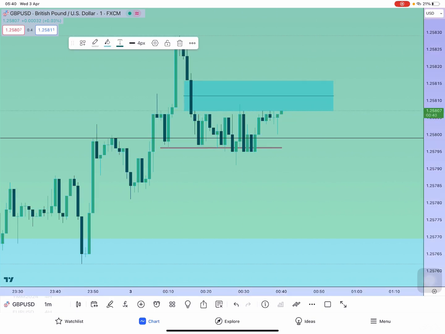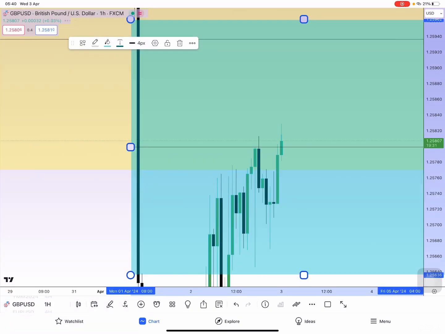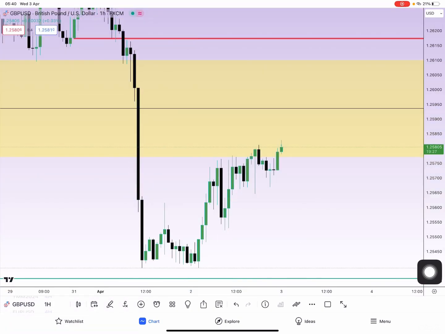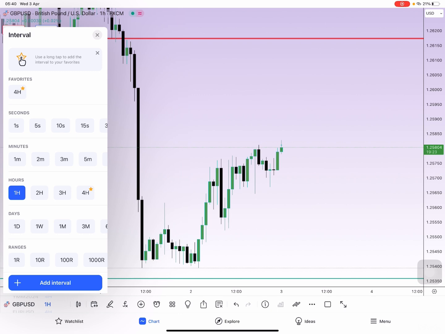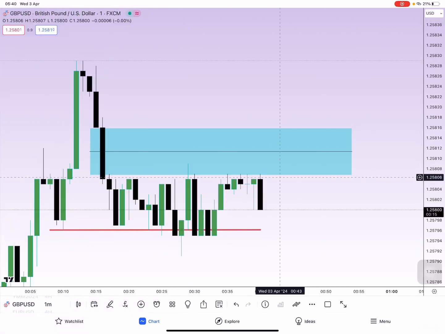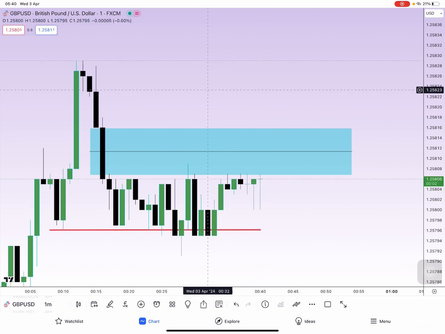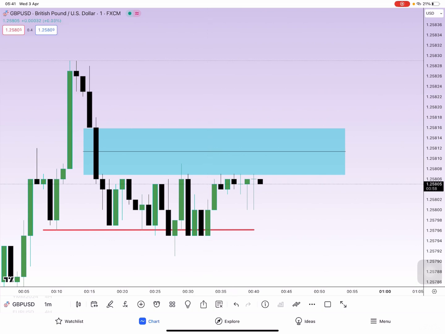I would delete these markings for now because we have moved on to the smaller time frame. So this is going to be my entry now, and it has shown some rejection from here, so I'm going to sell it here and put my stop loss maybe here at 1.25823, and I will tell you about my target as well.